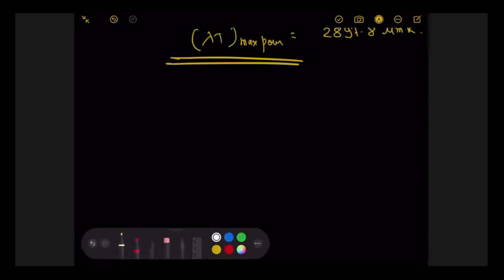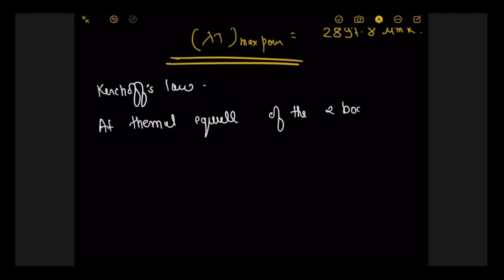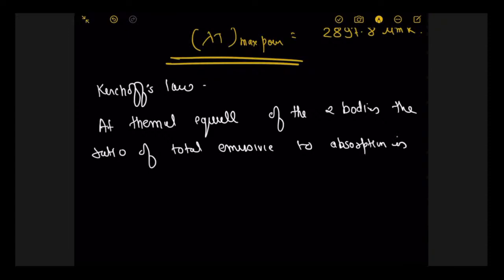Next is Kirchhoff's law. At thermal equilibrium of the two bodies, the ratio of total emissivity to absorptivity is constant. That is, emissivity upon absorptivity is the same.